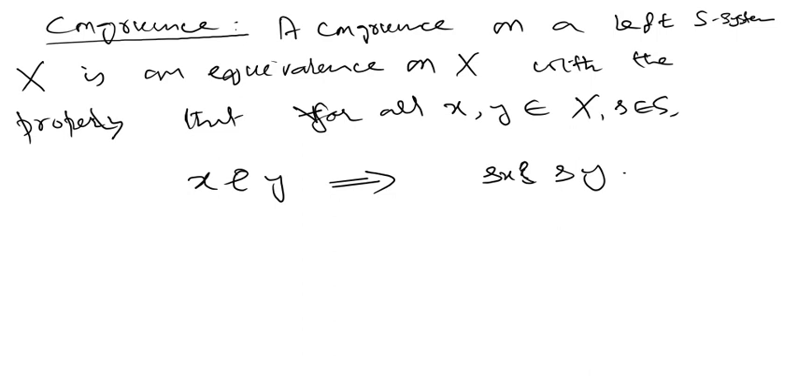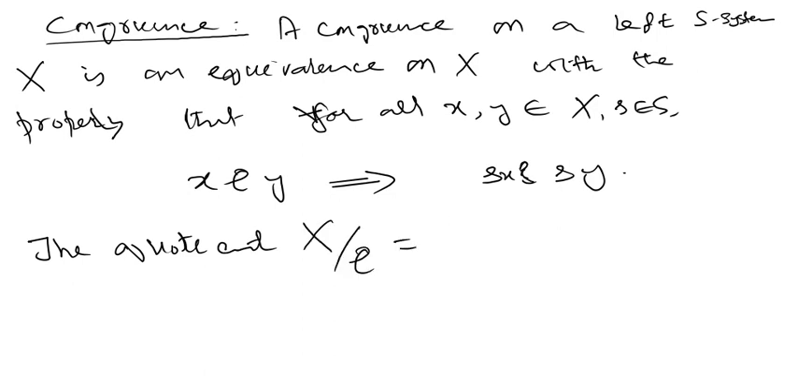So the quotient now, because rho is a congruence, X over rho means the set of equivalence classes which are induced by the equivalence rho. The quotient X over rho, okay. What's this? It is the set of the rho classes, x rho, x in X. This quotient is also a left S system.